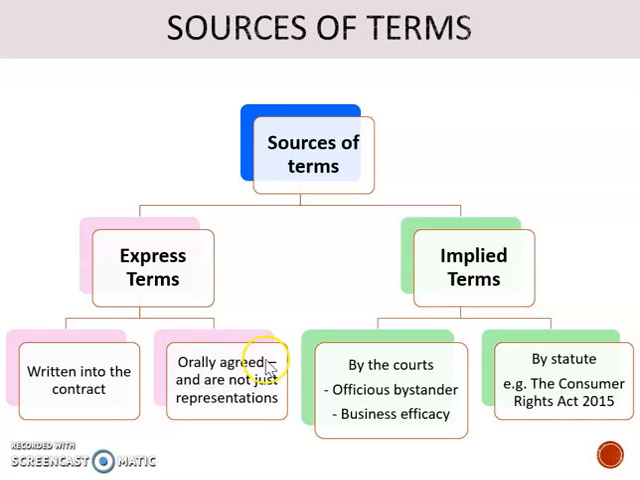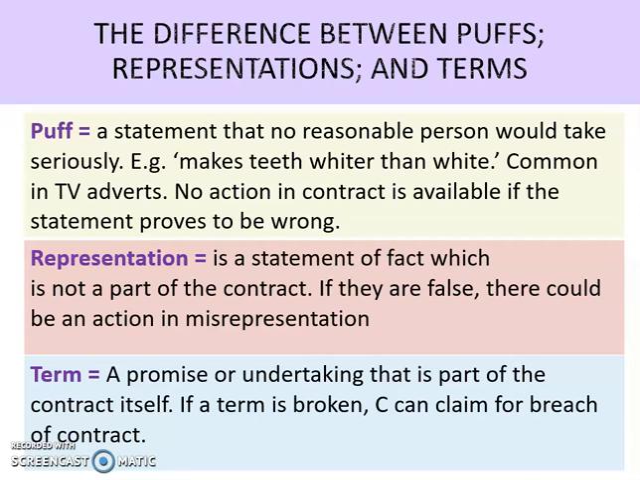It's been orally agreed. Now, when we're looking at express terms that are orally agreed, we have to be sure that they're not representations. And it's actually a little bit more complicated than that even. So if I go onto this slide here, when we're looking at verbal conversations in the run-up to negotiating a contract, there are three things that these verbal conversations can amount to. It might be that the discussion is just a puff. It might be that it's a representation, or it might be that it is in fact an express term, which is what we want if we want to be enforcing it in the contract.